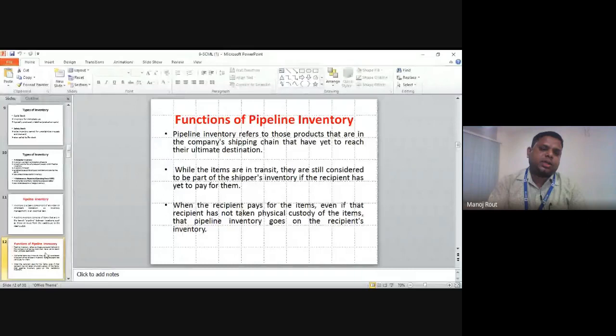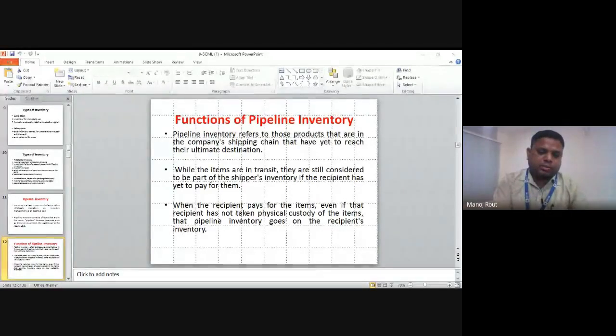Suppose you have purchased a few components for your bike through the online mode, from an e-commerce site. On that e-commerce site, whenever you pay, that is under the shipper's transit inventory. It should be considered the shipper's transit inventory, and that is known as pipeline inventory for that shipper, because you have not physically taken the custody of that particular item. So whenever you physically take custody or receive the item, it is your inventory, and for that shipper it is known as pipeline inventory. That is the concept behind it.